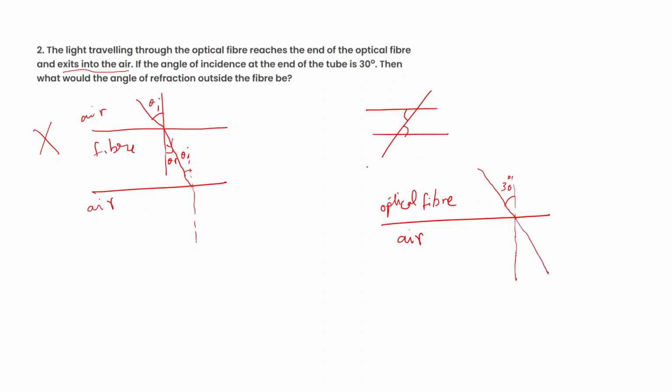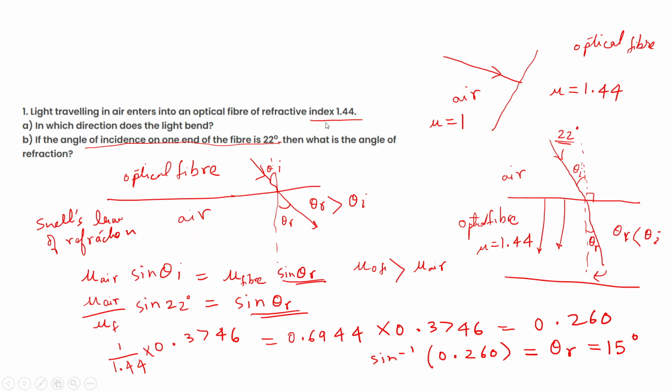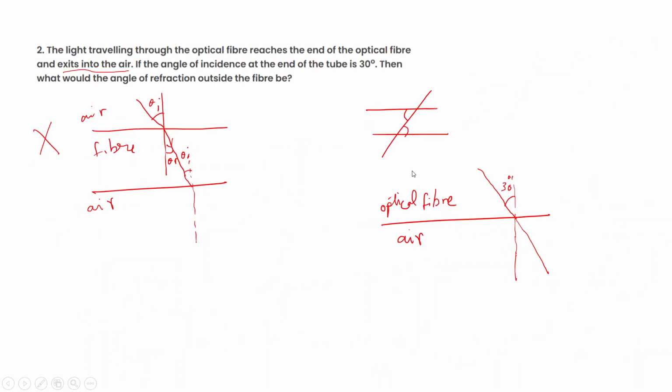One thing that we saw earlier, that when the light goes from air to a denser medium, its velocity decreases and it moves near to the normal. Here the case is opposite. It's going from optical fiber to a rarer medium. Thus its velocity will be more in the air and it will go away from the normal. So now we need to find out.